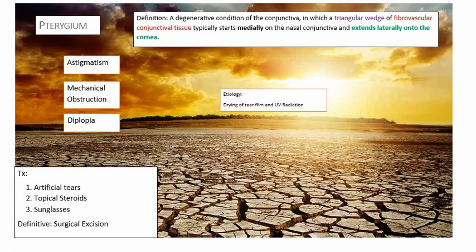We do need to know a bit about the pathogenesis. So the pathogenesis is not 100% confirmed, but the most probable causes are drying of the tear film, which normally happens in a hot climate. That is, desiccation of the tear film is a very important initiating factor. The second important initiating factor is damage by UV radiation.